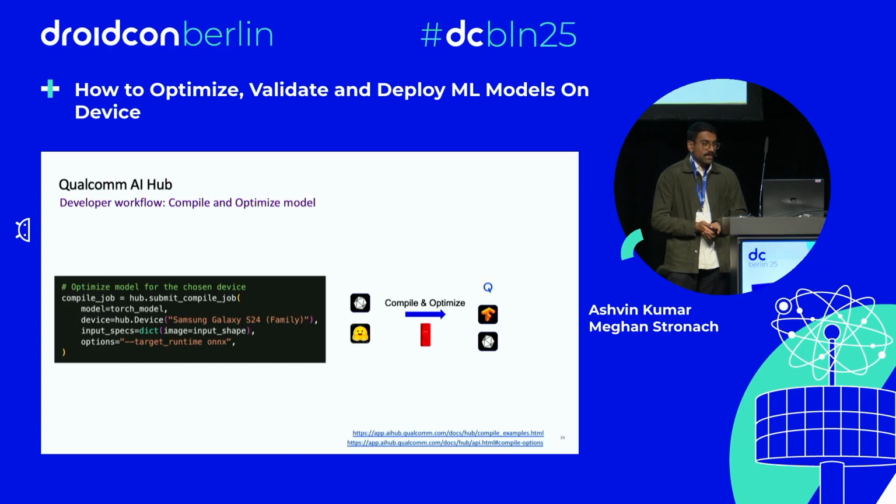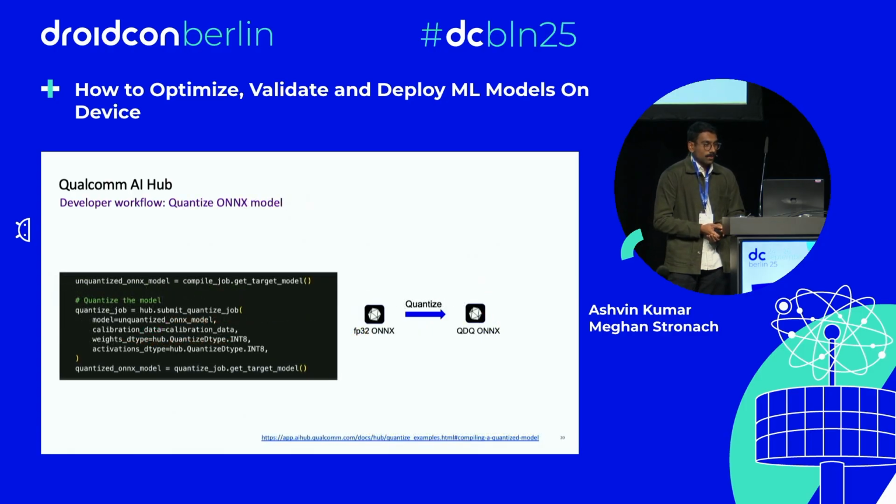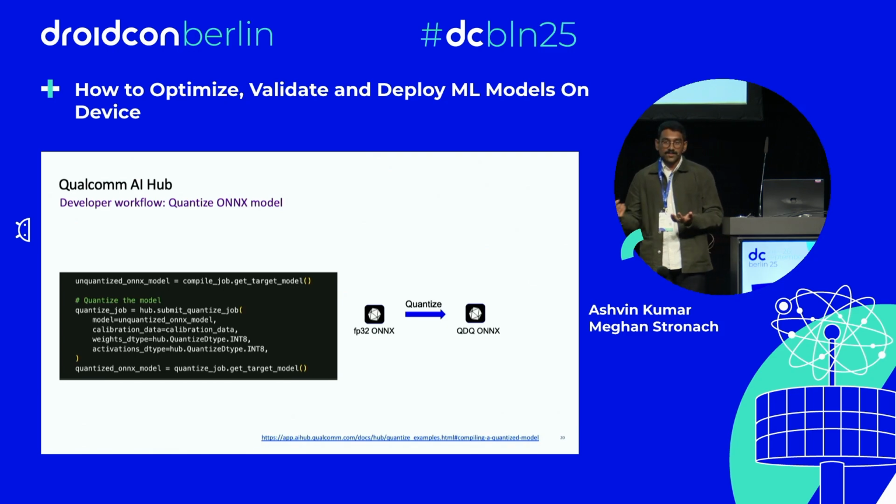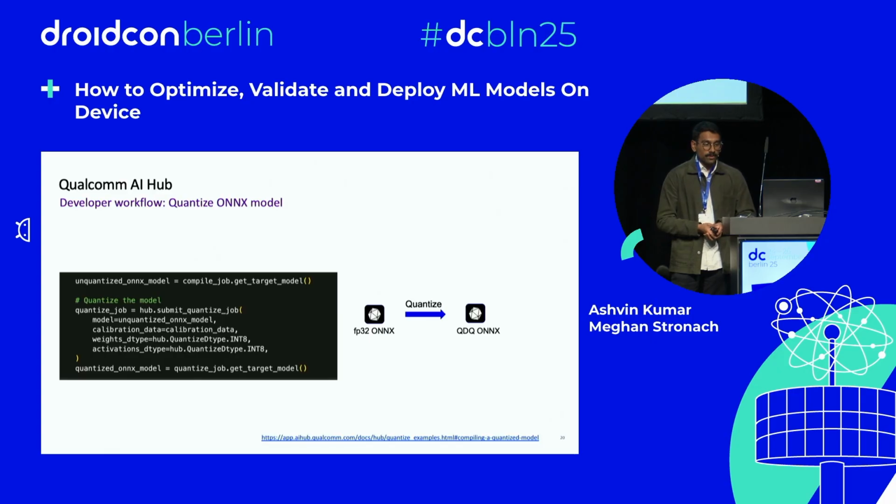So the next API that I want to talk about is our quantize job. And this is an optional step. If you're working with very large models, or if you really want to minimize the runtime of your model or minimize the memory usage of your model, you might want to consider quantization. Specifically, this does post-training quantization, which is very similar to static quantization in PyTorch.